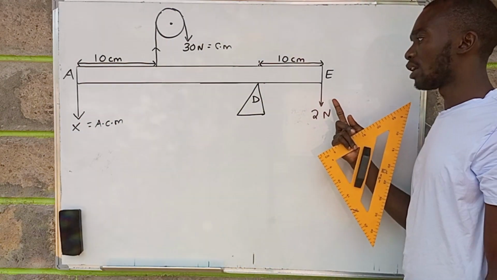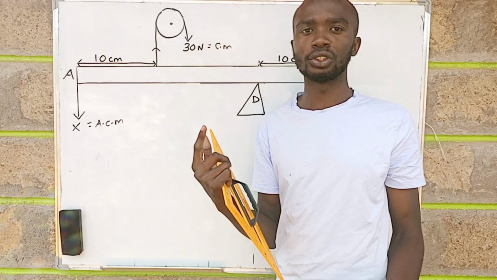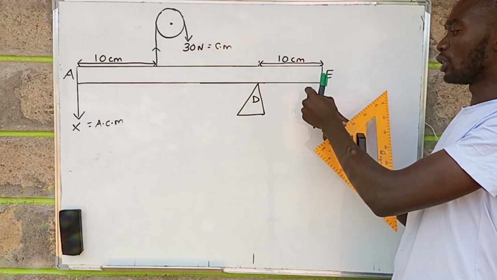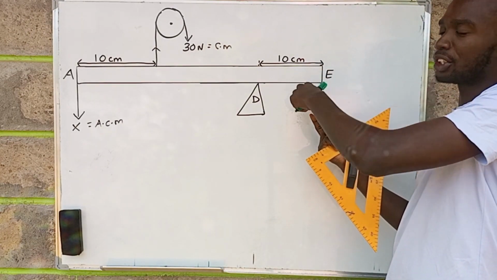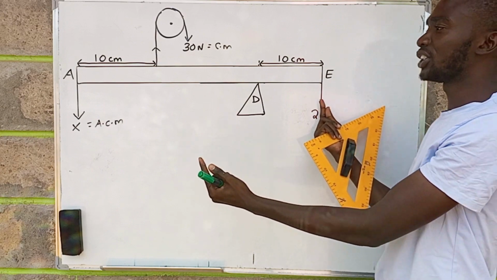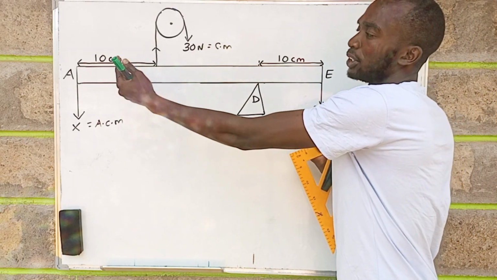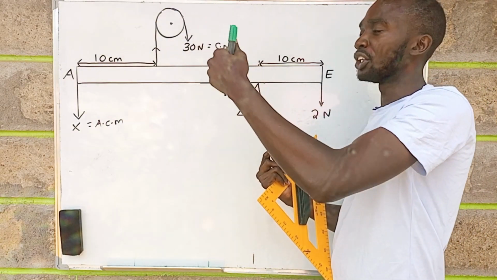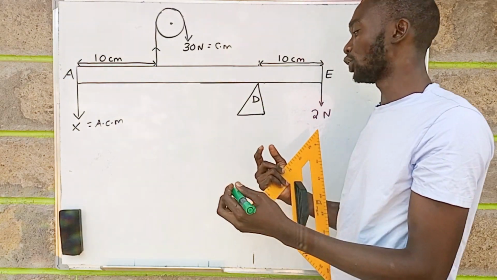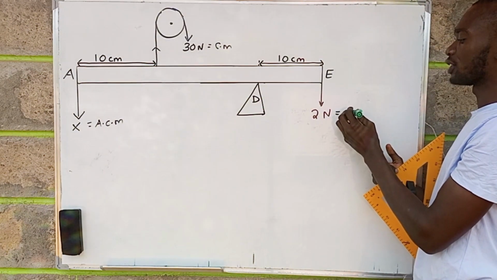Now, at E, the force of 2 newtons. So the force of 2 newtons is directed downwards. So this force of 2 newtons makes the system turn in the clockwise direction. So as a result of that, it also contributes to the clockwise moment.